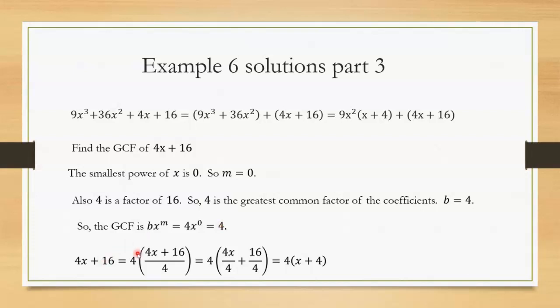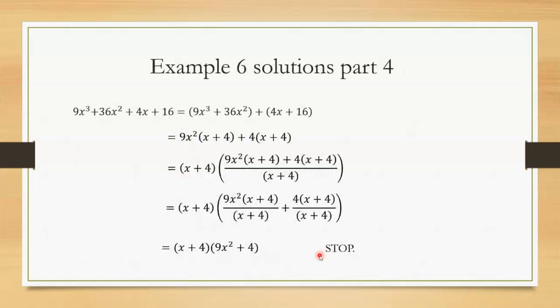So we factor 4 out. We have 4 times the 4x plus 16, right? We put 4 in front and we divide by 4. And that means you divide into each term. And so we get 4 times x plus 4. Well, that's really good, right? Because now, as you can see, we have 9x squared times x plus 4, plus 4 times x plus 4, right?